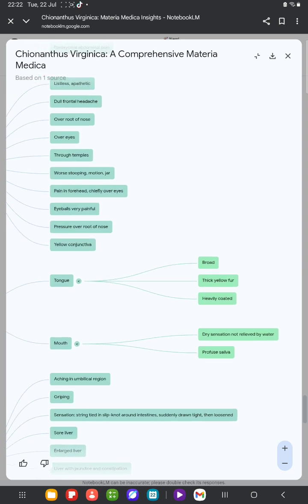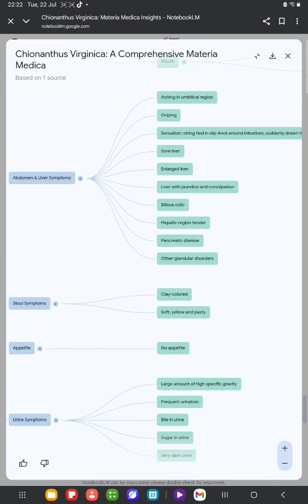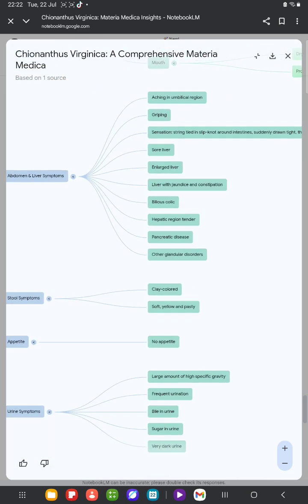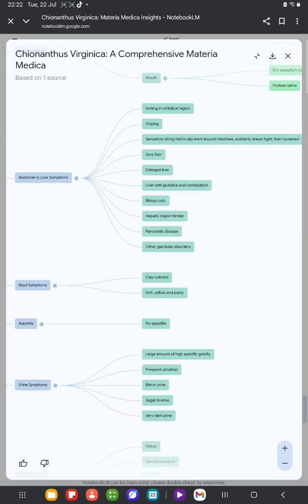How might paying closer attention to the nuanced language of our own bodies, or the incredible details that physicians like Boericke observed, offer us new insights into well-being, into the unique patterns of our own health?